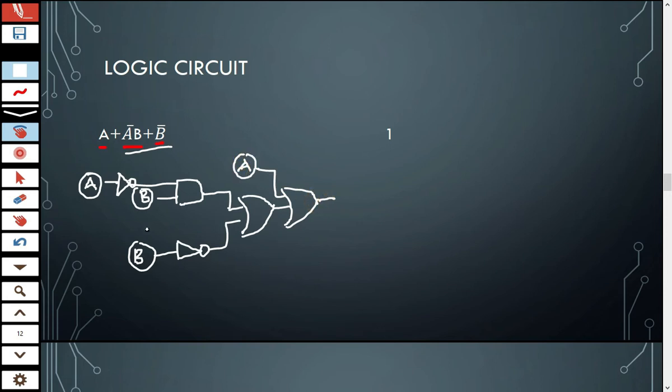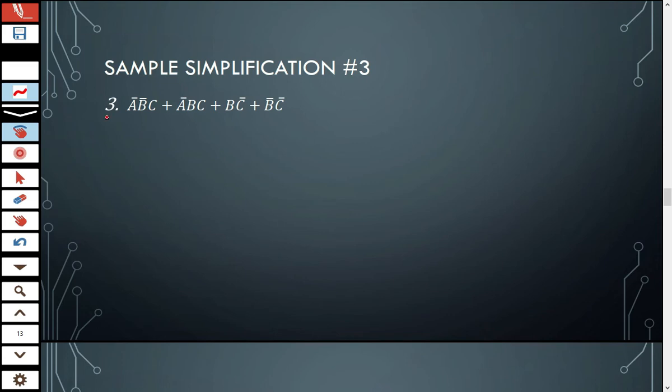Okay, so this is now the complete logic circuit for the non-simplified expression. For the simplified one, we can only write 1, so that's the way how to do it. As you can see, there are no operations involved in the simplified version compared to our non-simplified wherein there are so many operations involved. Okay, so let's answer this problem as our third example.